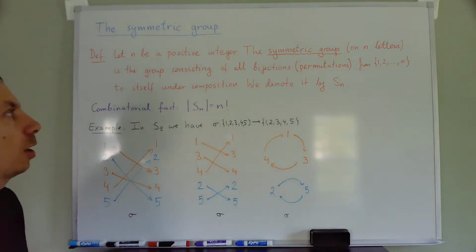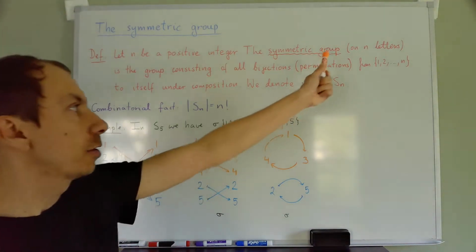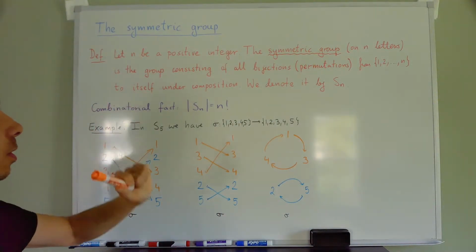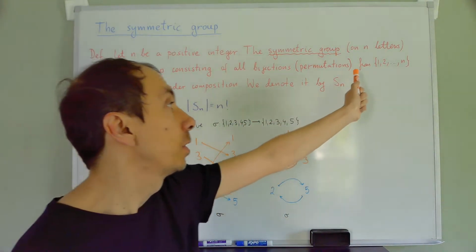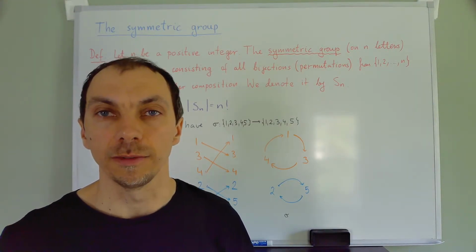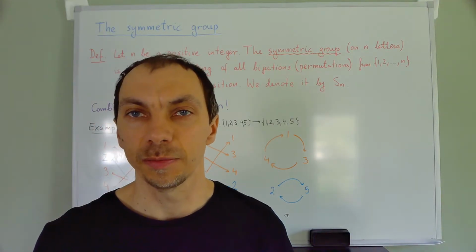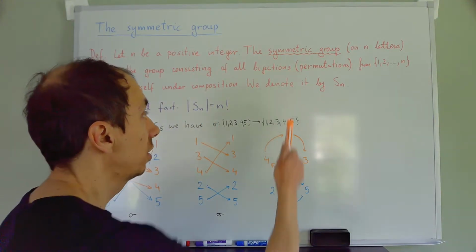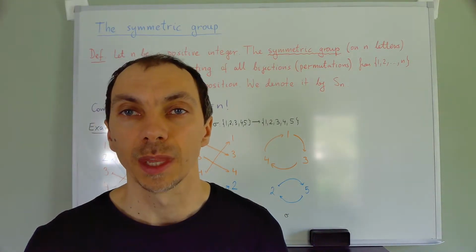Let's fix a positive integer n, and then the symmetric group on n letters is the group consisting of all bijections from the set 1, 2, all the way through n back to itself. Bijections on a finite set are the same thing as permutations. So in other words, these are all the permutations of the set 1 through n.